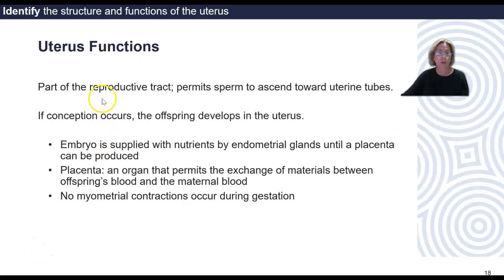In terms of functions of the uterus, because the uterus is part of the reproductive tract, it permits sperm to ascend towards the uterine tubes for fertilization to occur. If conception does occur, then the offspring develops in the uterus. The embryo is supplied with nutrients by endometrial glands until a placenta is produced. The placenta itself is an organ that permits the exchange of materials between the offspring's blood and the maternal blood, and we'll talk about that much more in the final recording for this topic. And of course, during gestation or development of the embryo and the fetus, no myometrial contractions occur.